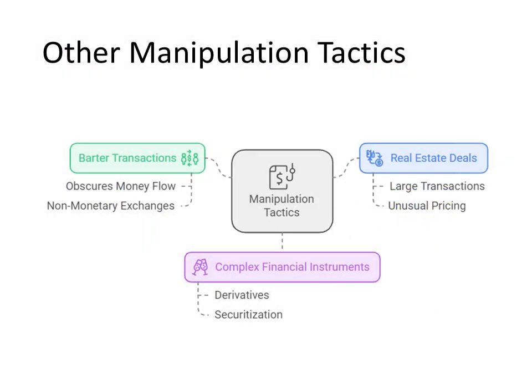Other tactics include using barter transactions or real estate to launder money. For instance, a restaurant might trade food for an expensive car, but report the trade as a normal business transaction. Or they might buy property at an inflated price to hide illegal money in the form of assets.